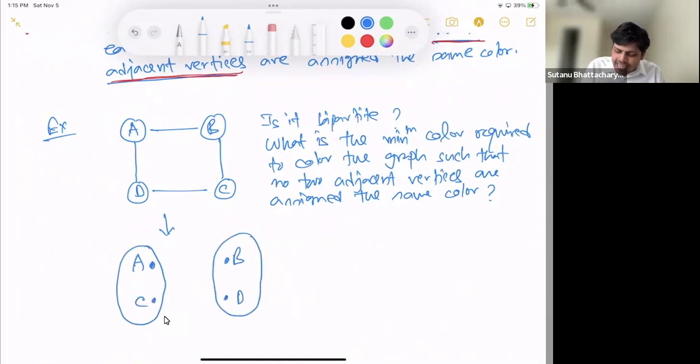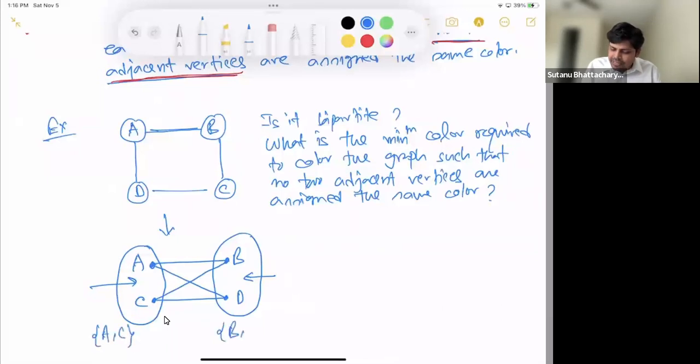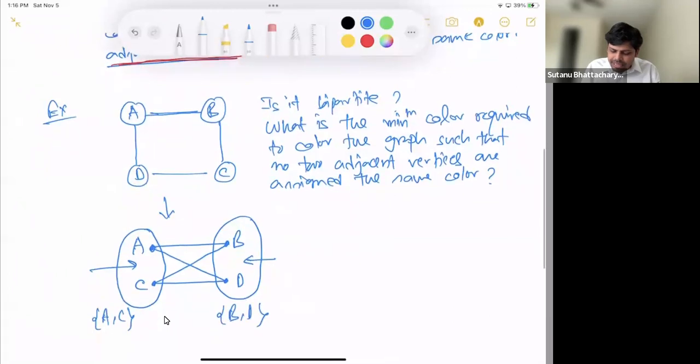Now see, there is an edge between A and B. So put that edge AB, another edge from A to D. So put that edge A to D, another edge from C to B, and put that edge C to D. So it holds the bipartite property: there is no edge in between A and C, and there is no edge in between B and D. So the total vertices were A, B, C, D. We can divide them into two sets, one is A, C, another one is B, D, such that there is no edge in between A and C, and no edge in between B and D. So this graph is a bipartite graph.